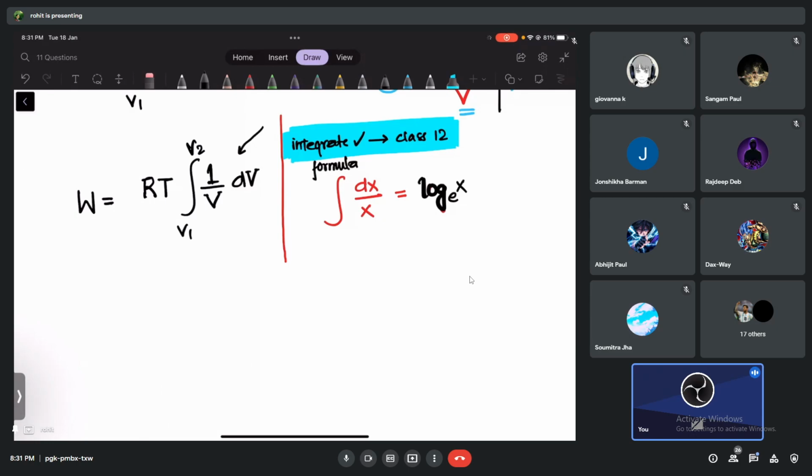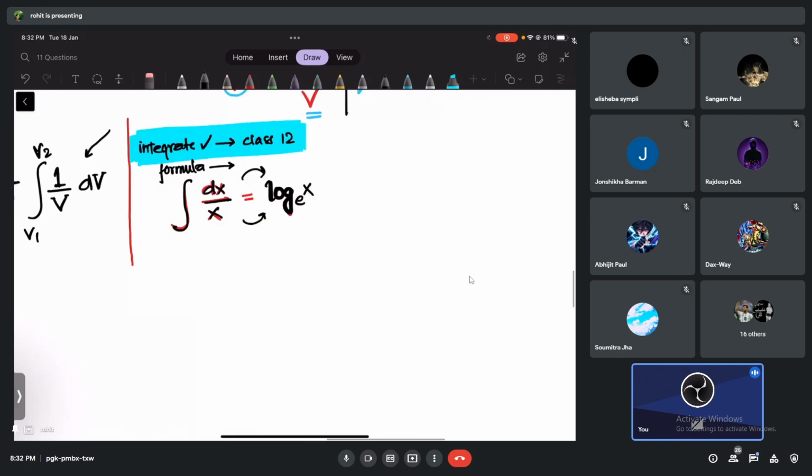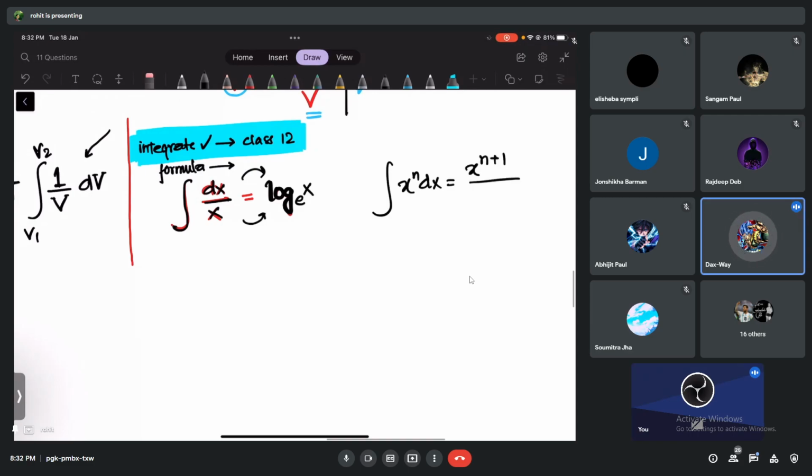Class 11, I'm so sorry. What to do? But remember that integration of dx divided by x, the answer comes out to be what, guys? Log x to the base e. Can I use this directly? I have given you so many other formulas also. Let me remind you: integration of x to the power n dx is how much, guys? x to the power n plus 1 divided by n plus 1. This is one of the formulas I've given you.